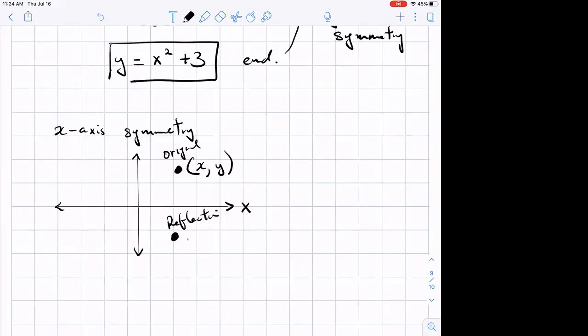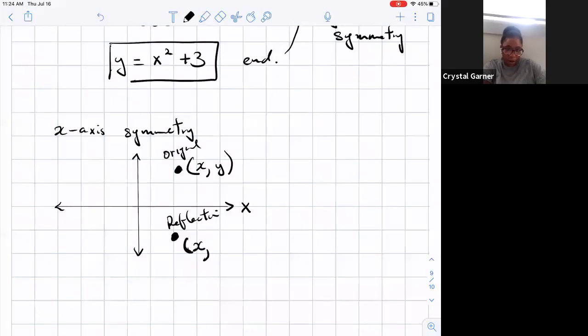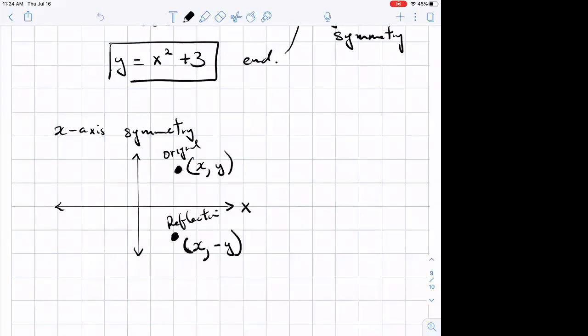And what would be the x value, positive or negative? Positive. It's going to be positive x and negative y. Good. So what have you just confirmed? For x-axis symmetry, the y value will be replaced with negative y.